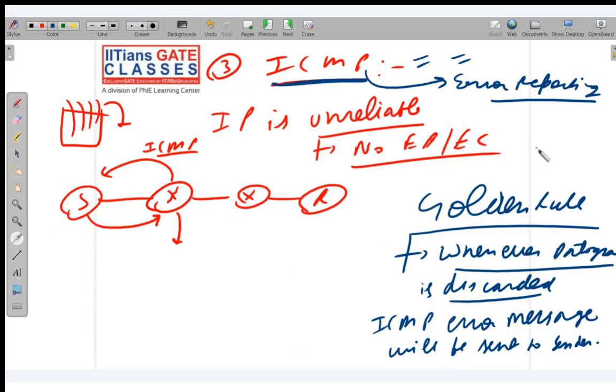So who will take charge of all these things? Its helping protocol, or its assistant, called ICMP. It will take charge of all the things. It will simply say, whenever a packet is discarded, I will send an error message to the sender reporting that your datagram has been discarded for such and such reason. For each and every reason, there will be a message or some error report. We will study that. Don't worry. So I think you have got it. ICMP is an error reporting protocol.